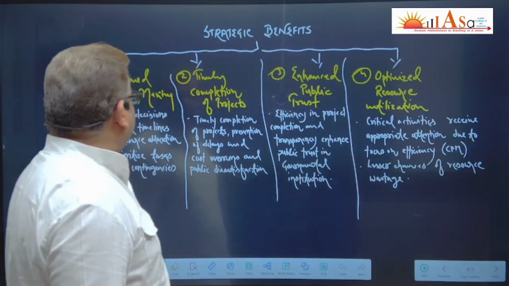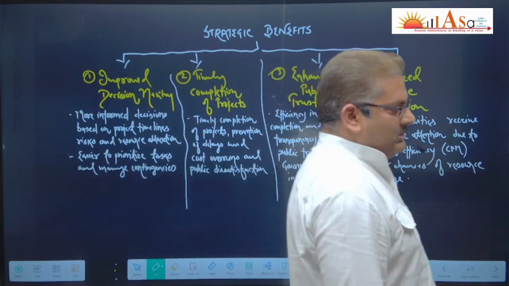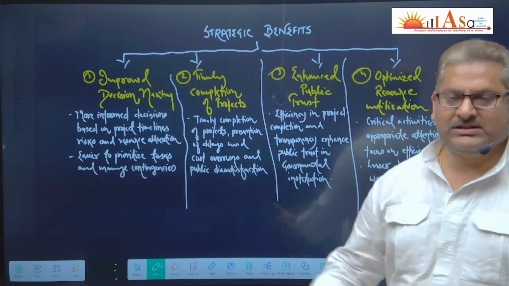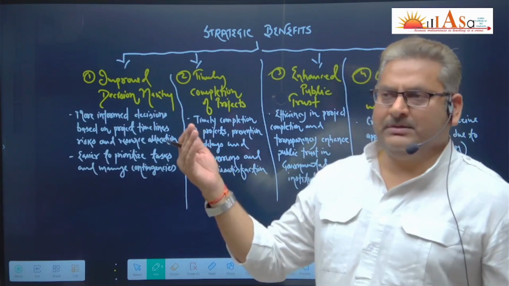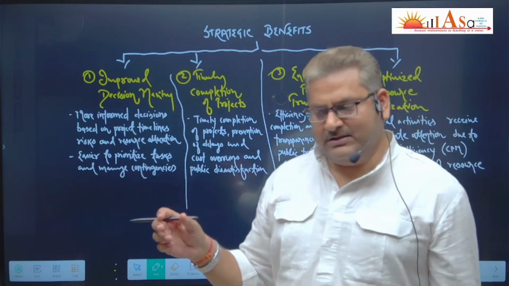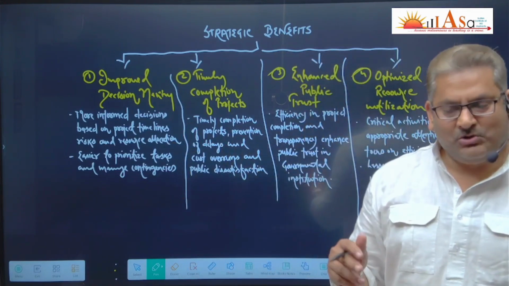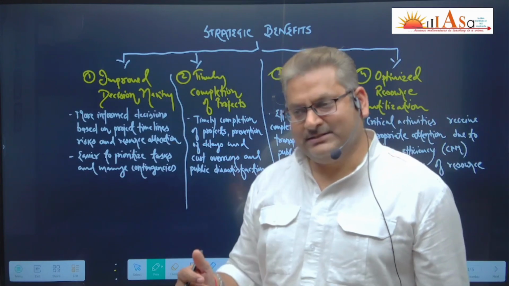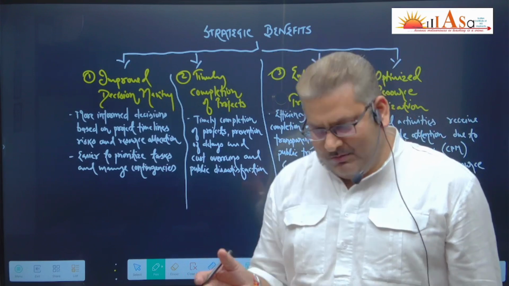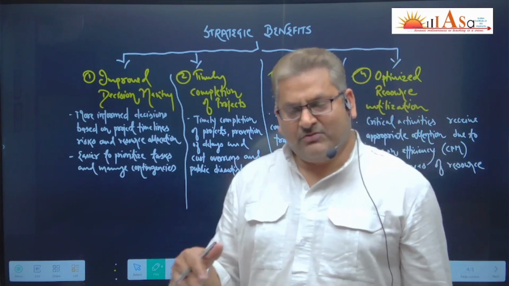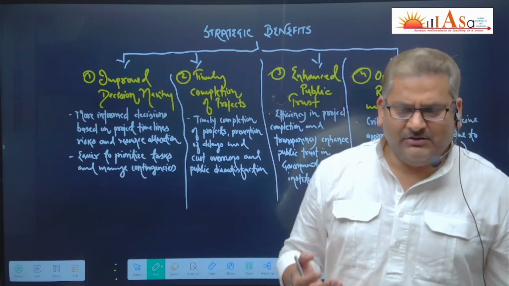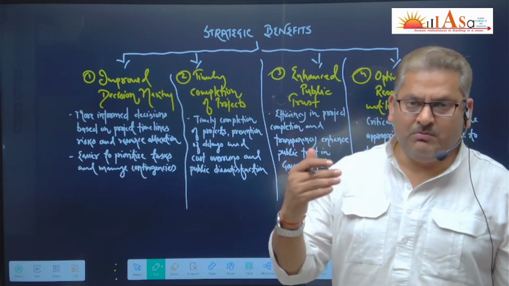Then you have strategic benefits. So what are the benefits of CPM and PERT? The first is improved decision making. Obviously, decision making will be improved once you identify different dependencies, different activities, and different stages wherein the activities are to be carried out. Who is the actor, what role that institution or agency has to play, and what will be the level and nature of interaction among different agencies. When you have so much information, obviously decision making will be much better placed.